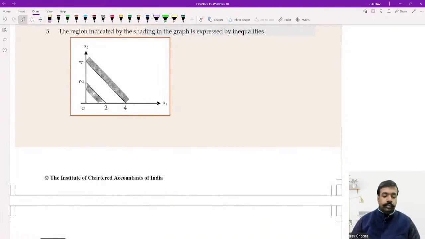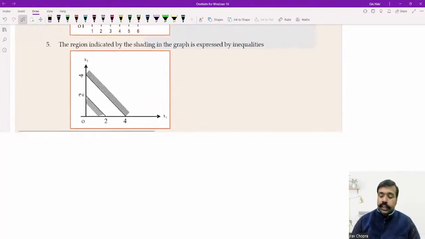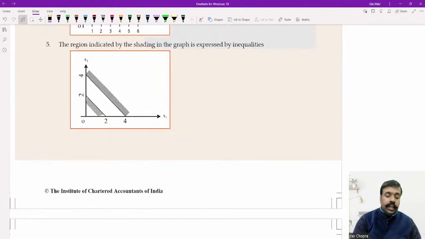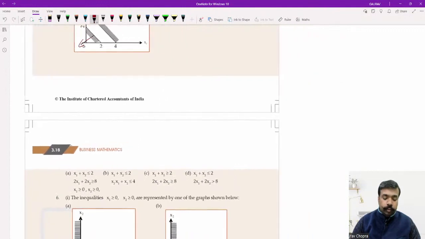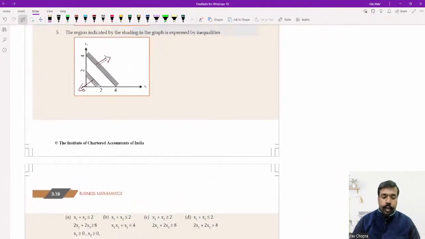Now the fifth one, the region indicated by the shading in the graph is expressed by inequalities. Now see, we can see that one is having area inside and other is having area outside. So one will be less than, another will be more than. So let's see which of the following option will be correct for question number 5.